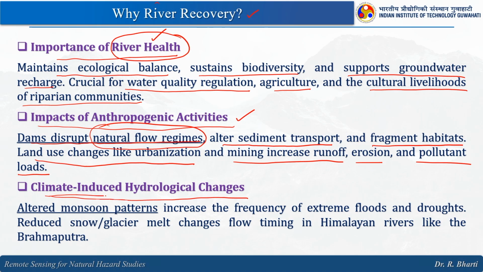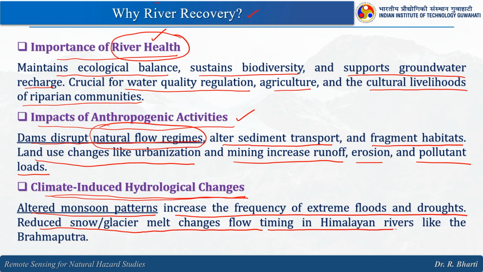Then come the climate induced hydrological changes. They alter monsoon patterns and increase the frequency of extreme flood and drought conditions, right. Reduced snow or glacier melt changes flow timing in Himalayan rivers like the Brahmaputra. So these two are the major factors which affect river health, and that is why we are talking about the concept of river recovery: whether a river can recover its original state or stabilize so that the ecological environment will be rebuilt, right.